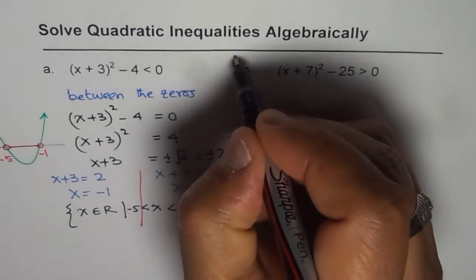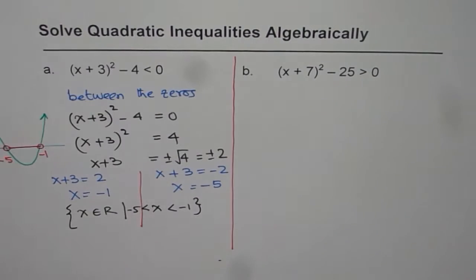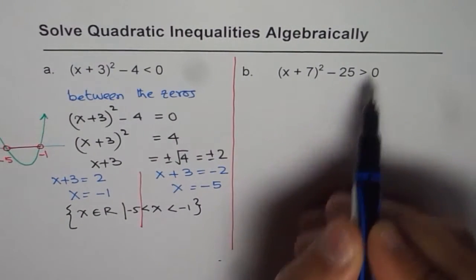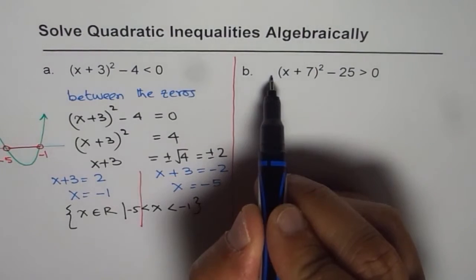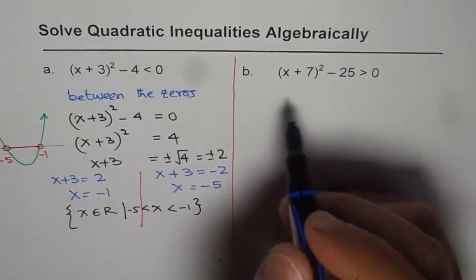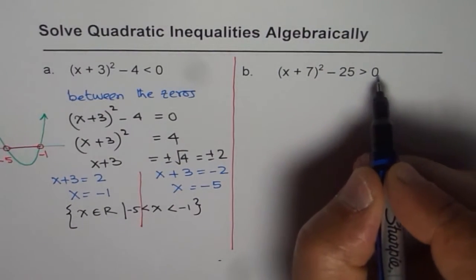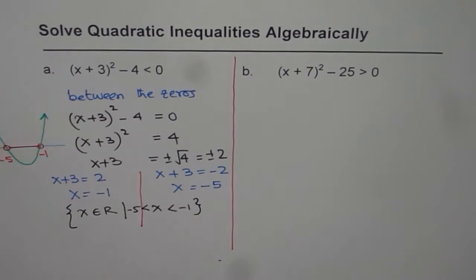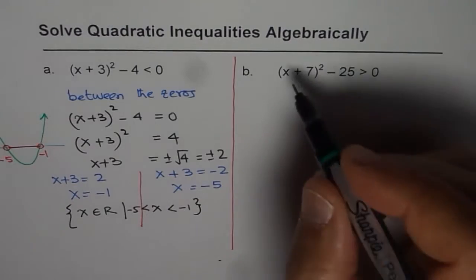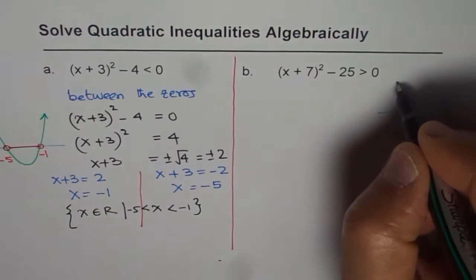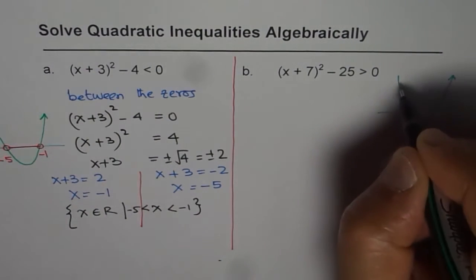Now let's look into the second example. Now purposely we have taken a sign which is saying greater than 0. X plus 7 whole square minus 25 greater than 0. Well, at times you may have minus here, then first thing is change the sign, right? So that helps, then follow the method, right? So if it is greater than 0, then what are we looking into? So in this case, let me first sketch the graph and then I'll show you what we are looking into. So we have a parabola here, right, which is again similar kind, right? We don't know where the zeros are, but we'll find soon where the zeros are.